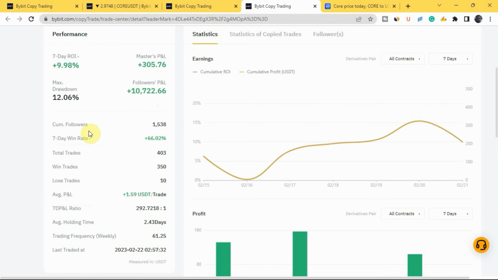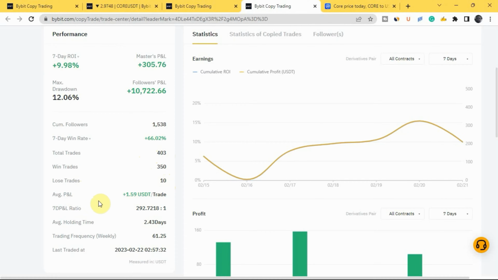If you come to where you have cumulative followers right here, this person's cumulative followers is 1,538. And also, if you see the 7-day win rate, that's in the last 7 days, this person has won 66% of his trades. And you see the total number of trades. So this person has taken 403 trades. And out of those 403 trades, the win trades are 350. So this person has won 350 out of 403 trades, which is very, very good. And this person has lost 10 trades. So this is a very, very profitable trader. Out of 403, he has won 350 trades and lost just 10.